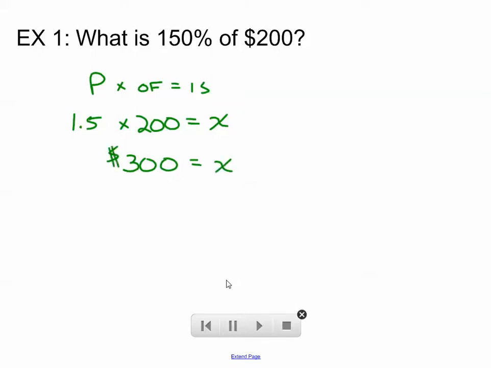So what is 150% of $200? $300 is 150% of $200.